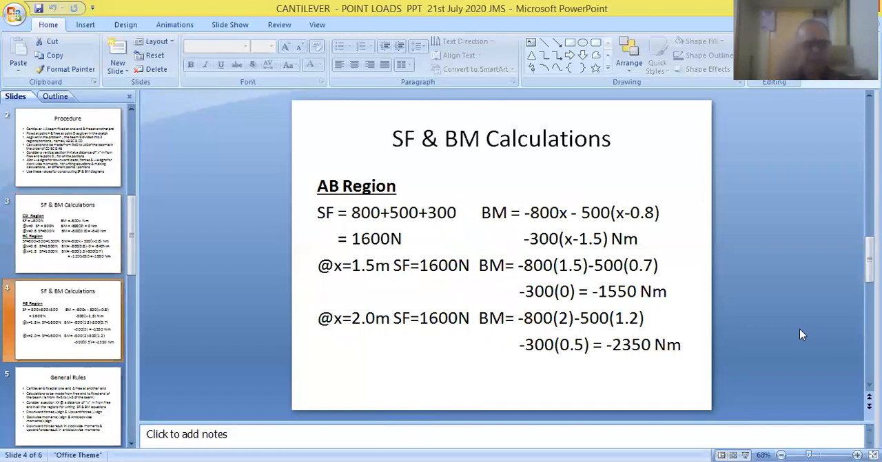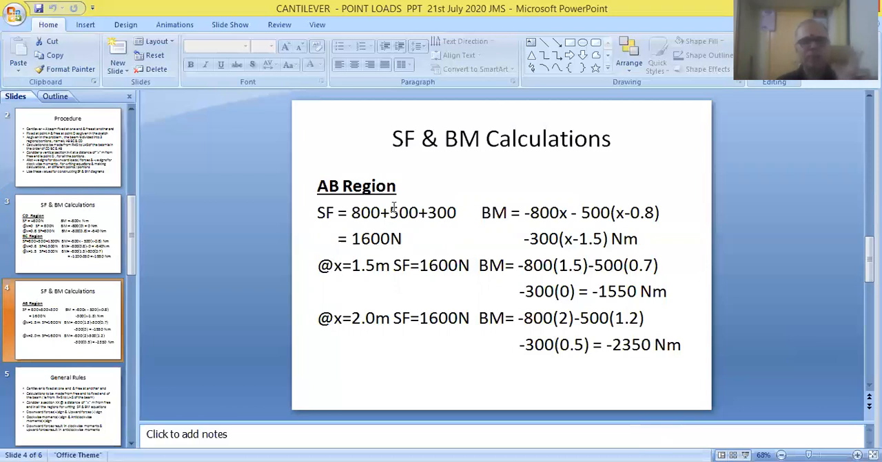So friends, now finally we are coming to the last region. Again, we have to consider a vertical section XX that is acting at a distance of x meter from point D. Three loads will be available on the right hand side of the section. First is 800 newtons, second one 500 newtons, the last one 300 newtons. So it is written as plus 800 plus 500 plus 300. It will be coming to 1600 newtons.